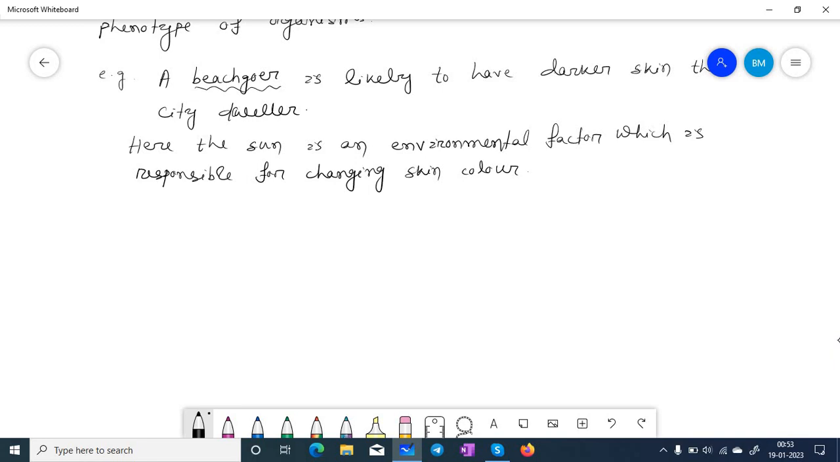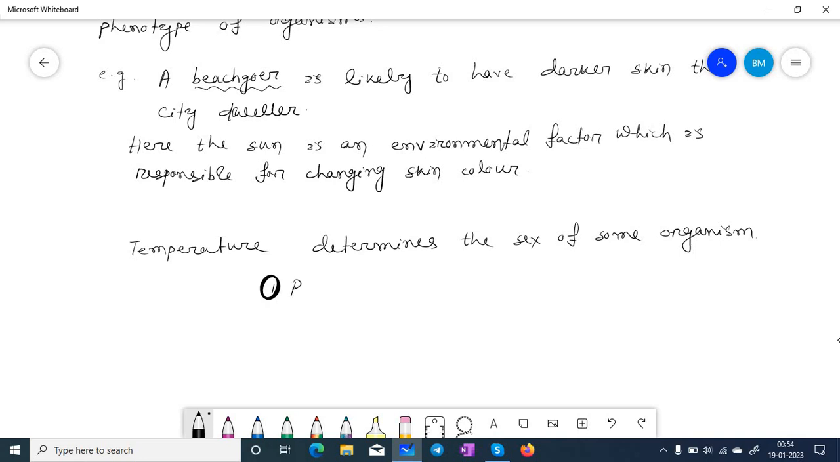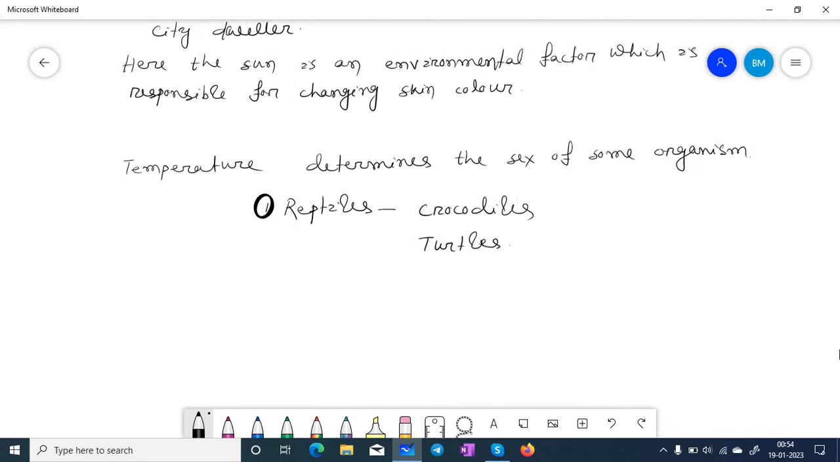Sometimes temperature determines the sex of some organisms. These organisms are mainly reptiles, such as crocodiles and turtles. The determination of sex by temperature is called temperature dependent sex determination.